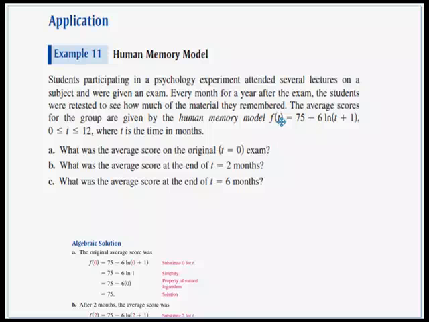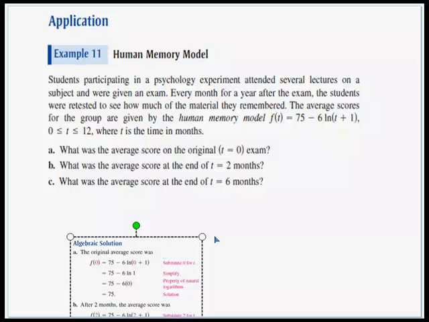F of t, remember t is time, f of t equals 75 minus 6 times the natural log of t plus 1, where t is the time between 0 and 12 months. So, what was the average score of the original, or t equals 0, exam? What was the average score after 2 months? What was the average score after 6 months? So here's our solution.